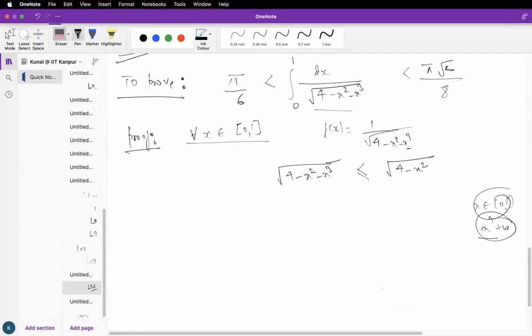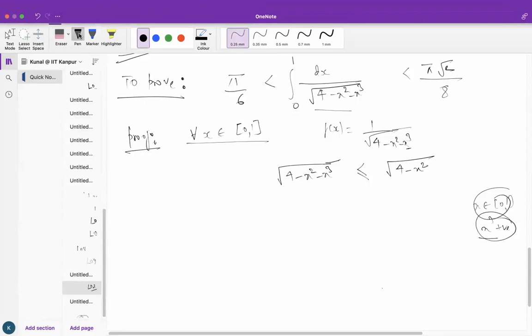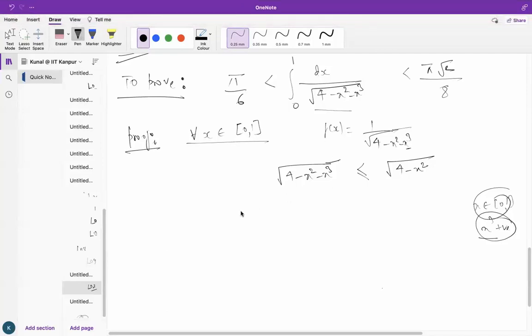Now one more thing, I have to do some manipulation here. Okay, now this term is also greater than or equal to √(4 − 2x²). Okay, so let me write it here.